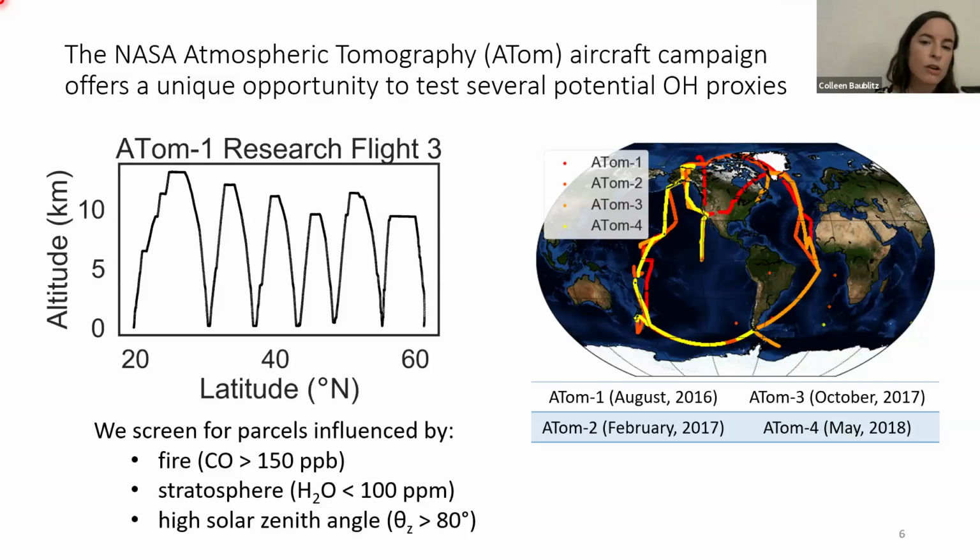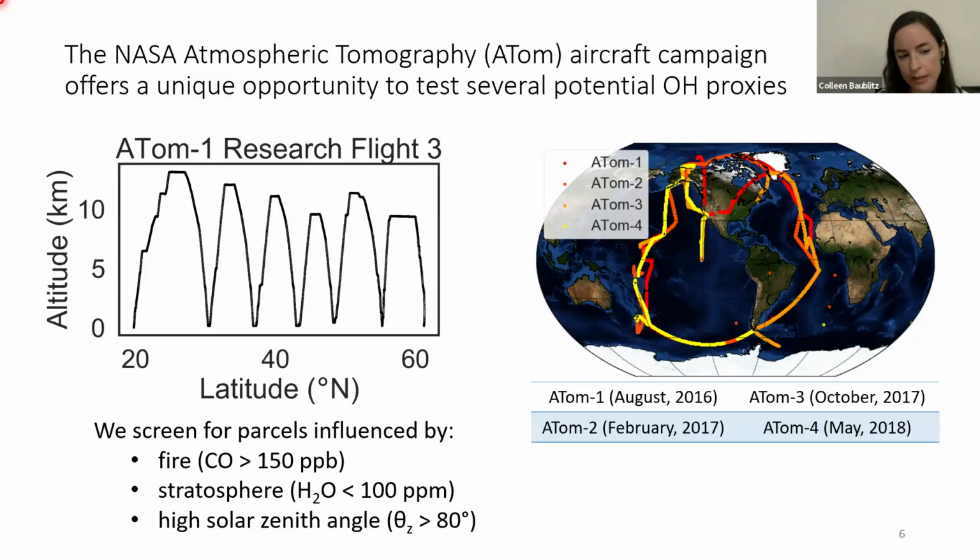Here I'm showing the horizontal flight tracks on the right. I also want to note that as the plane is flying along these tracks, it's flying up and down to sample the vertical extent of the troposphere. And so for each of the variables it measures, there's also a nice vertical profile in addition to capturing this really broad spatial scale sample by ATOM.